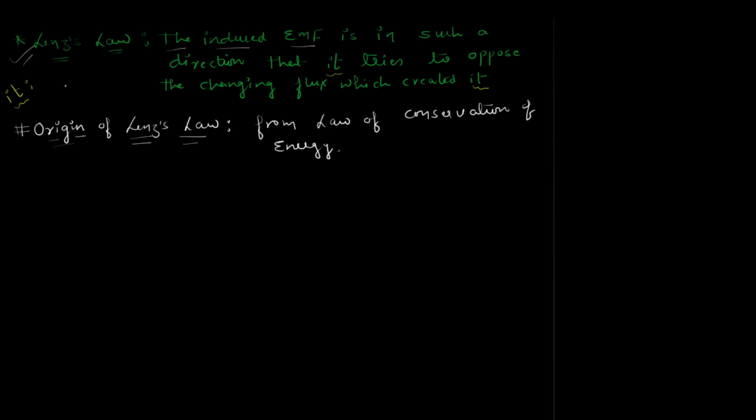Let's make this English class for a bit. What does "it" refer to here? Option A, I don't know, induced EMF. Option B, direction. Option C, the induced EMF. I think I said that already. Option D, flux. Anyway, the answer is that the "it" here refers to induced EMF. So wherever you see "it," it actually means induced EMF.